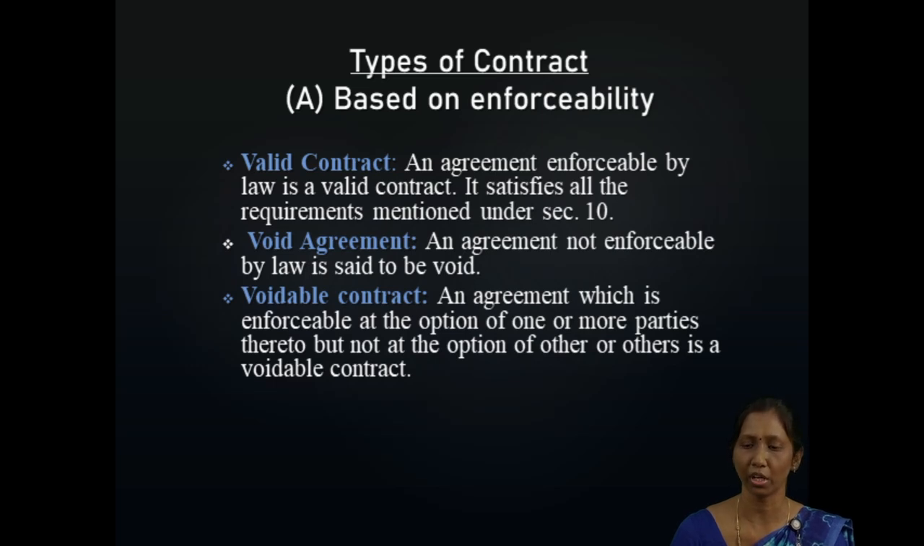Okay. So the second one is void agreement: an agreement not enforceable by law. If it does not satisfy any one of the elements or requirements in the Act, we can say it is a void agreement.